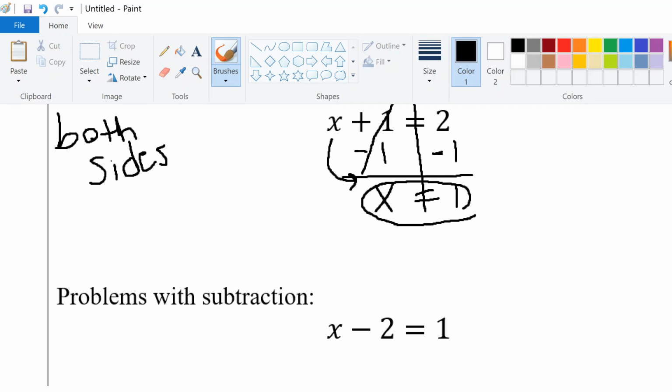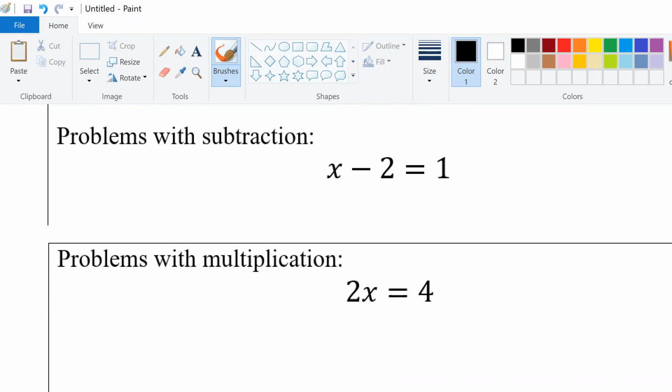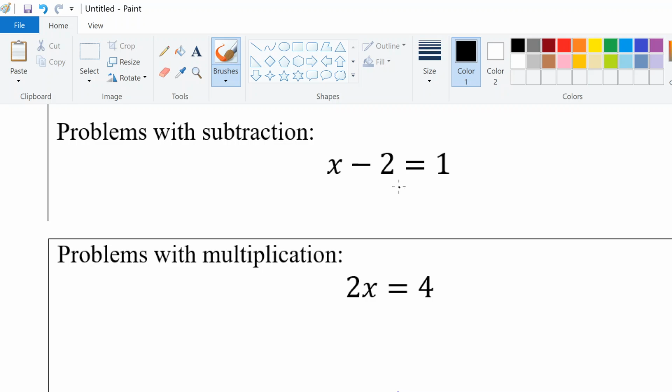Now, if we look at one with subtraction here, okay? Every time I approach a problem like this, I'm like, okay, what's being used here? Notice, I have x minus 2. I use the opposite, so it's going to be addition. So I do plus 2 on this side. If I do it to one side, I have to do it to the other side. I do a plus 2 here.